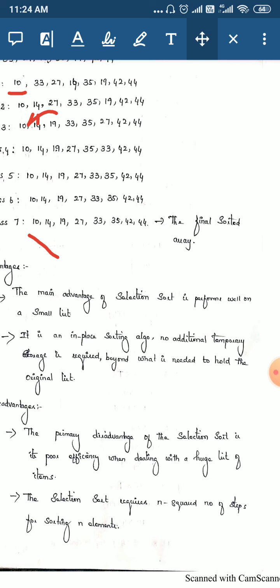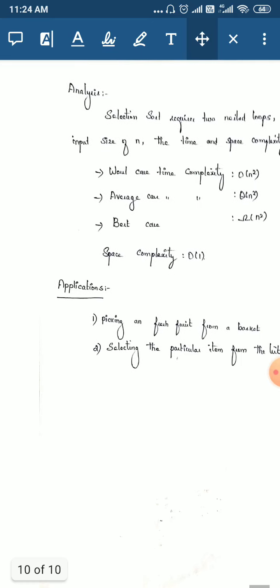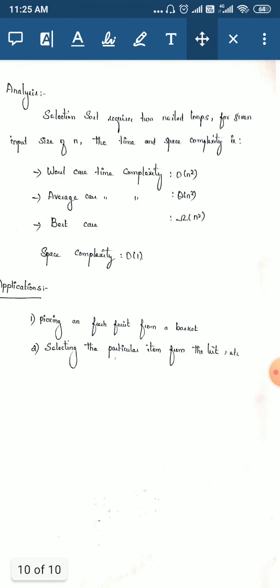Then we have the disadvantages. It does not perform well when the list size is bigger, because it requires n square steps for a given input size n. So the worst case time complexity of selection sort is big O of n square, the average case is big theta of n square, and the best case is big omega of n square. And the space complexity is big O of 1, because no extra space is needed.